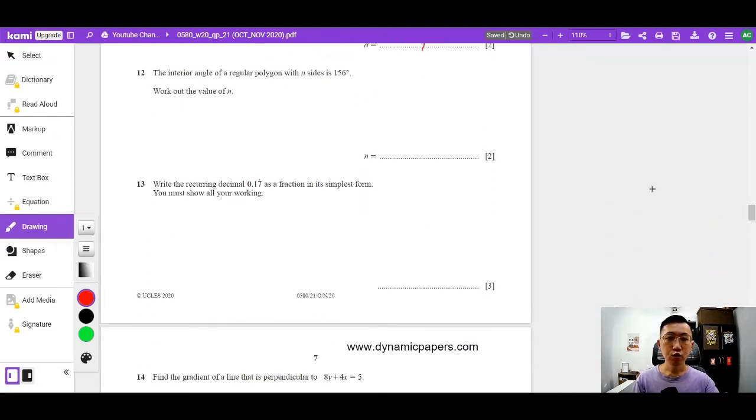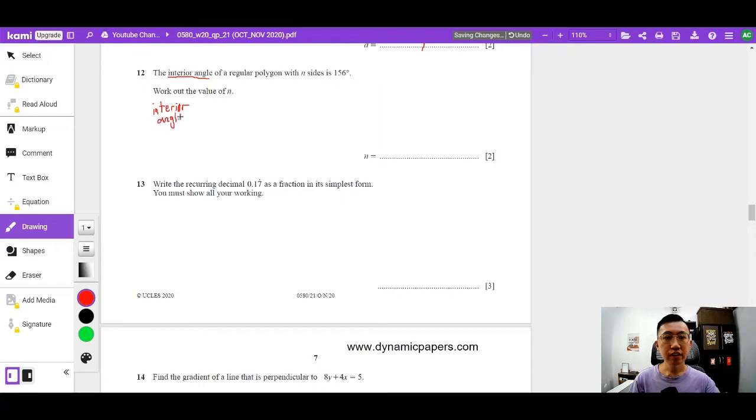So let's do question 12. The interior angle of a regular polygon with n sides is 156 degrees. Work out the value of n. Highlight the keyword interior angle and you apply the formula for interior angle. Let us start. So interior angle, what is this?